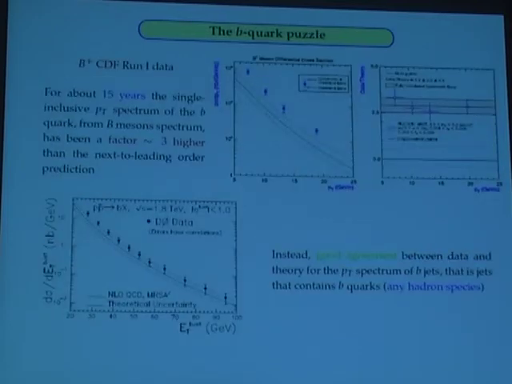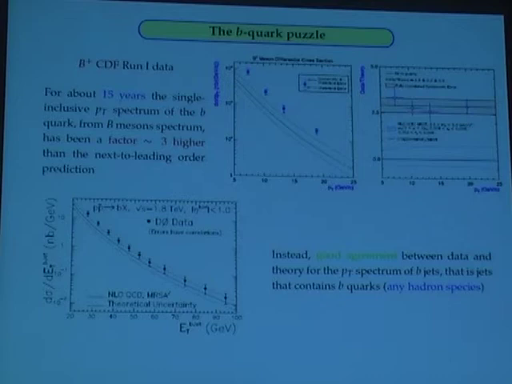Okay? And again, just to track the most recent data, let's say, about B plus production in CDF and D0 at the Tevatron. These are the data. Again, this is a theoretical prediction with the error band. If I plot the ratio, again, I'm around 2.9, so I'm off by a factor of 3. It's quite a big factor.